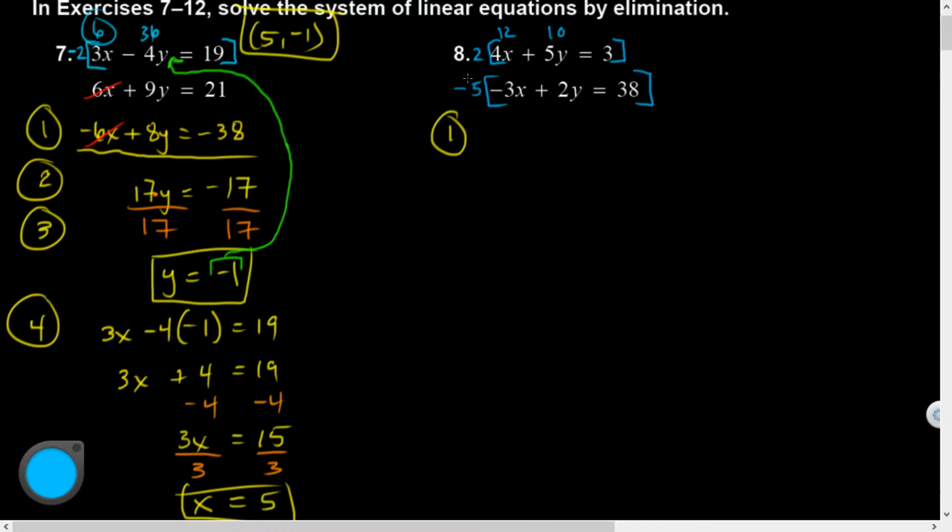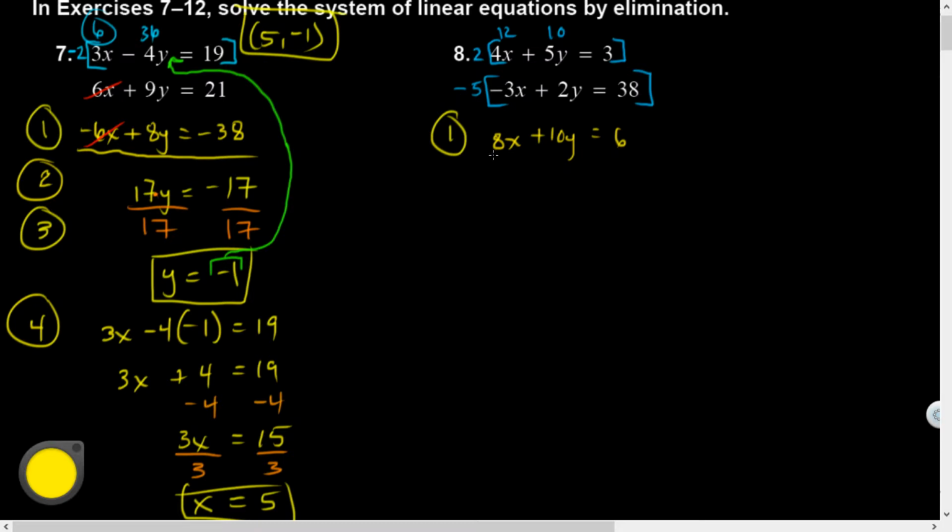Let's multiply this through. You ready for this, Pooja? This is going to be crazy. Here we go. 2 times 4x is 8x. 2 times 5y is 10y. Equals 2 times 3. Don't forget that right-hand side. Equal to 6. Now, trickier, I've got to distribute a negative 5.